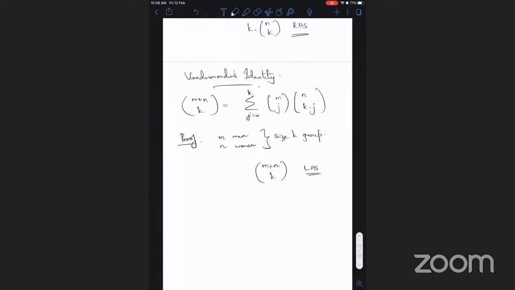And to see the RHS, what you can do is see this, that say if there are J men in the group, and J is some arbitrary number between 0 and K, because if you have to pick K people, then K minus J would be women.